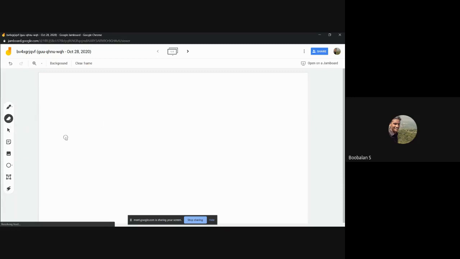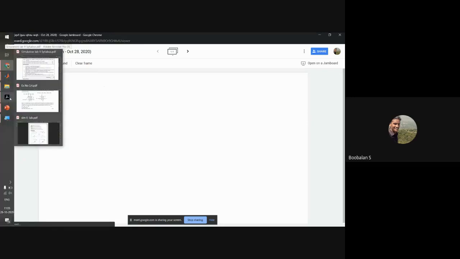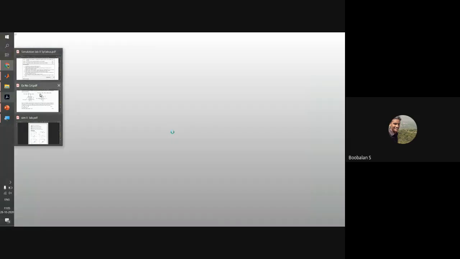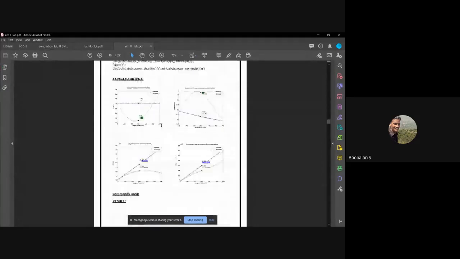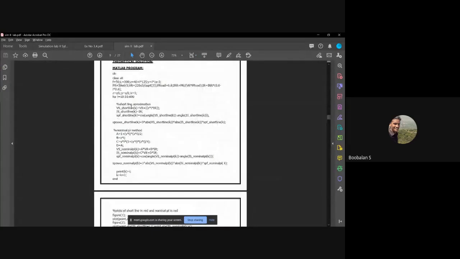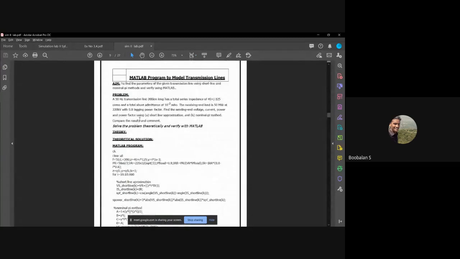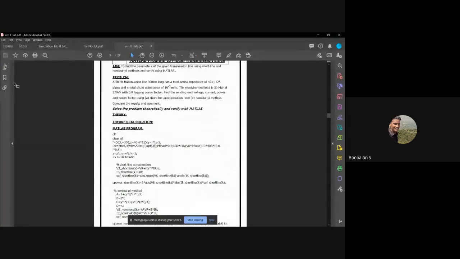Okay, before going to that, I'm just going to share with you some of our examples. This is what our manual is. Directly doing it in the manual will be somewhat difficult, but the coding will be very easy, not that difficult. We'll see. I'm just going to share with you the third experiment manual.